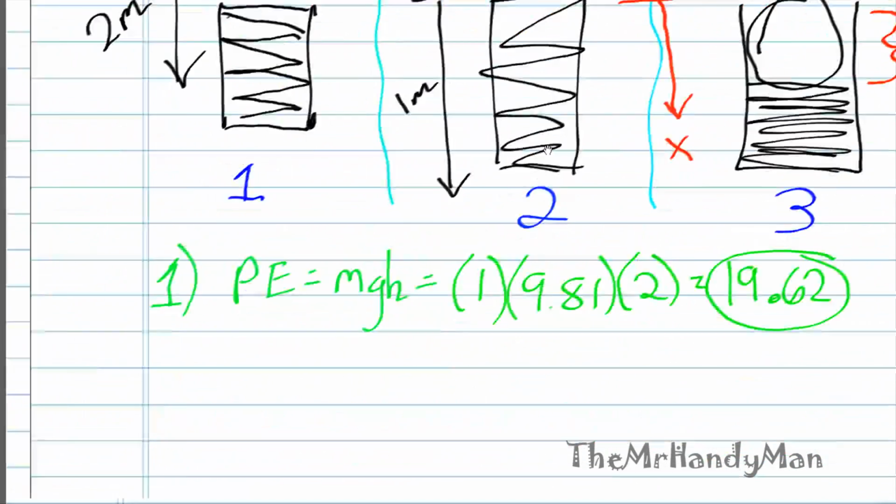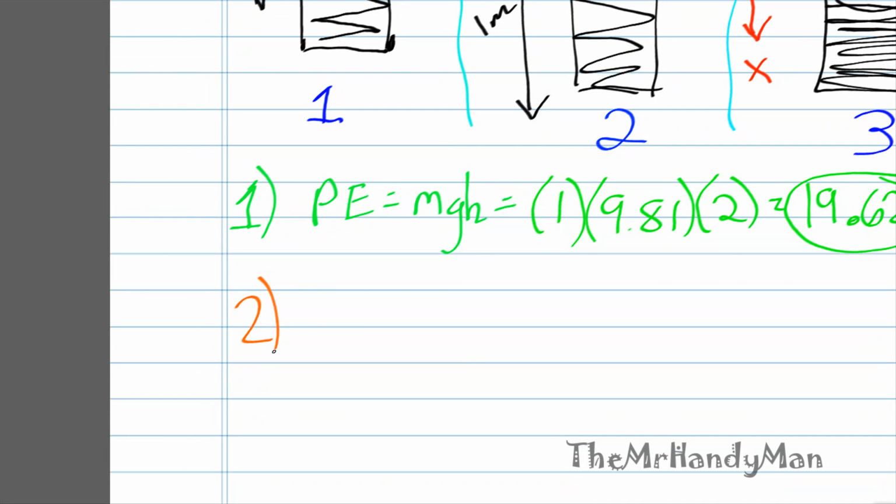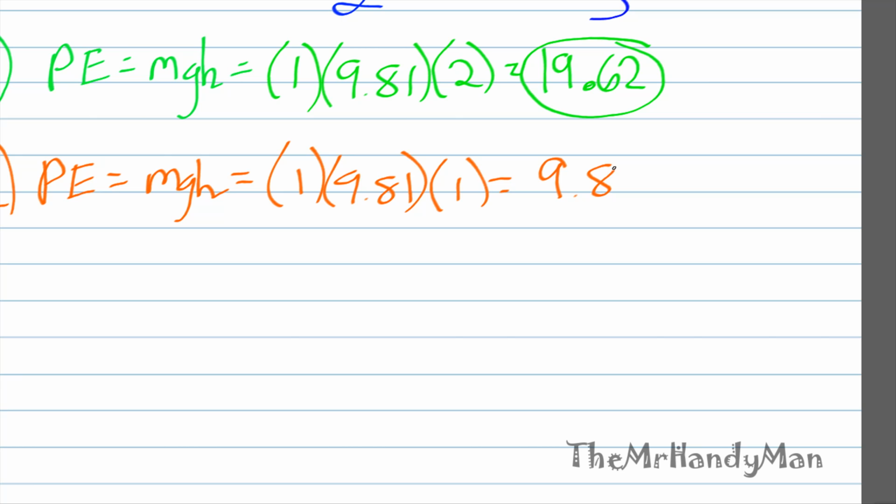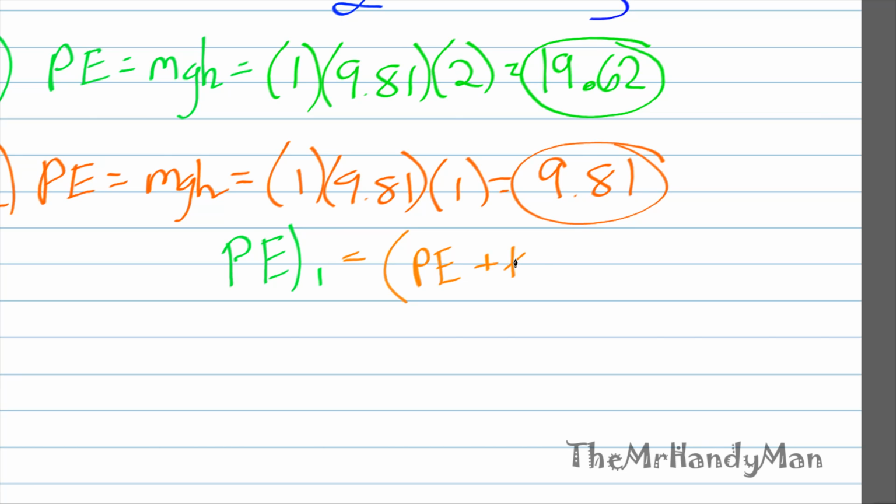So, running with this, in situation 2, your potential energy portion is still mgh, which will be 1 still and 9.81. Still going to be our gravity, but h is no longer going to be 2, it's going to be 1. This is the potential energy portion. That means that the remainder, the subtraction of these two, since there's not going to be any loss, we know that the potential energy of situation 1 is going to equal potential energy plus kinetic energy.